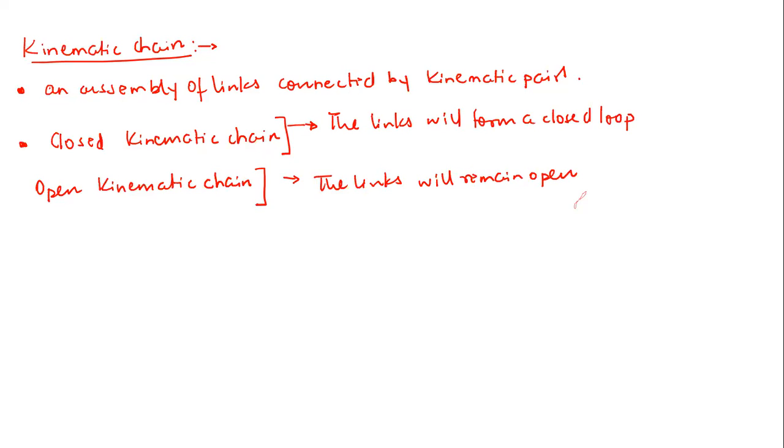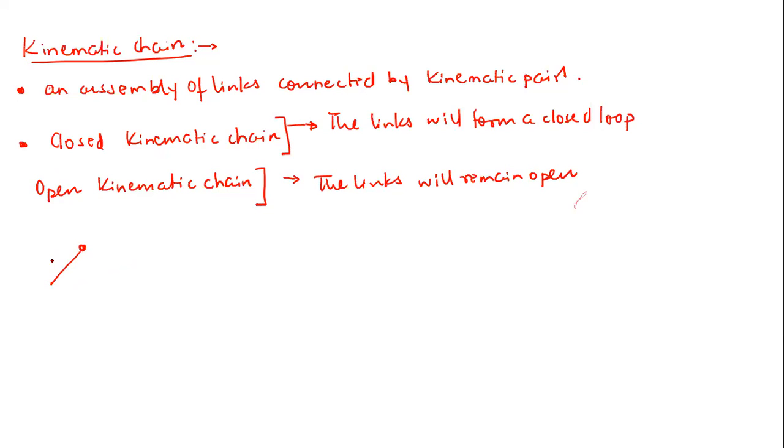Now let me ask you one thing. If I have to form a closed kinematic chain, what is the minimum number of links which I need? Can anyone guess? 3. Did you get my question? 3, sir. Okay, so if you have to form a closed kinematic chain, the minimum number of links you need is 3. Very obvious. So now you can very easily see this thing here.